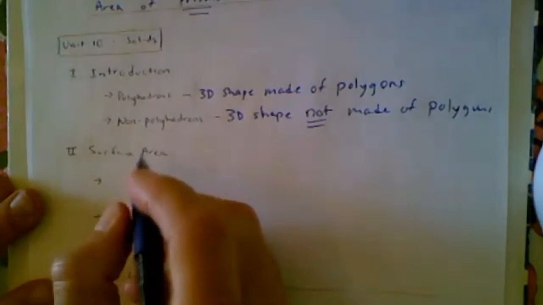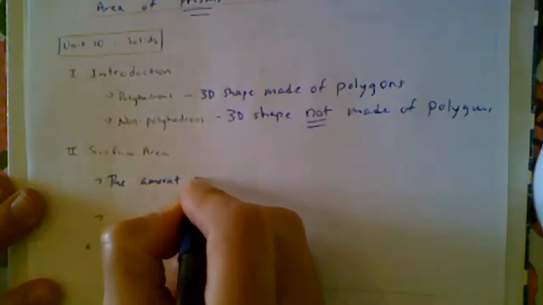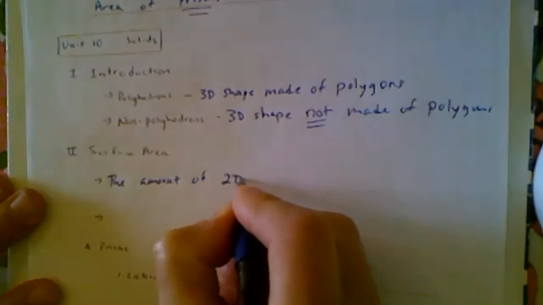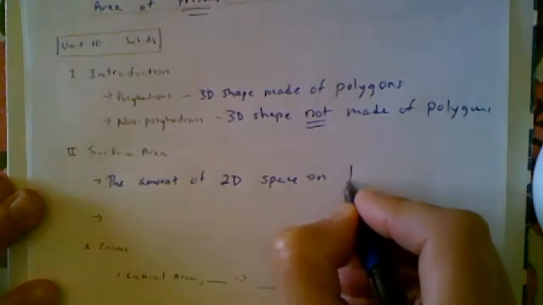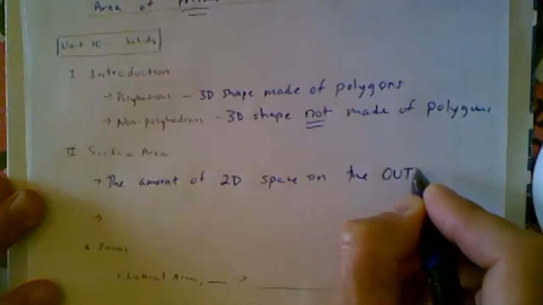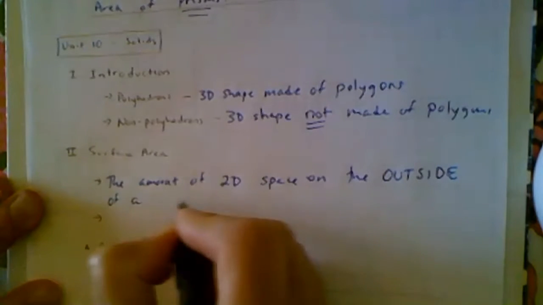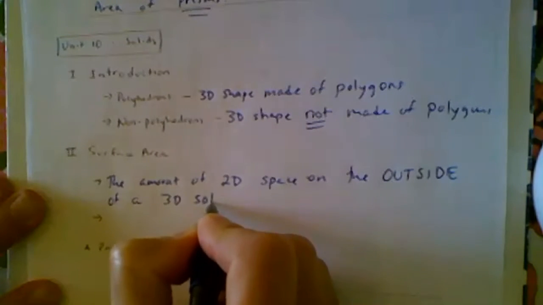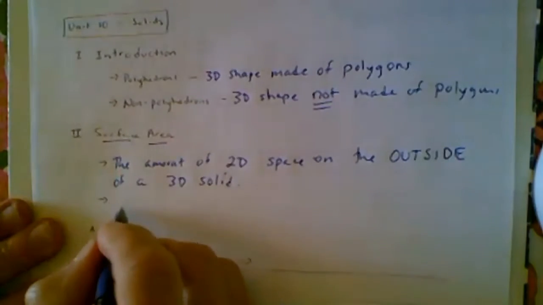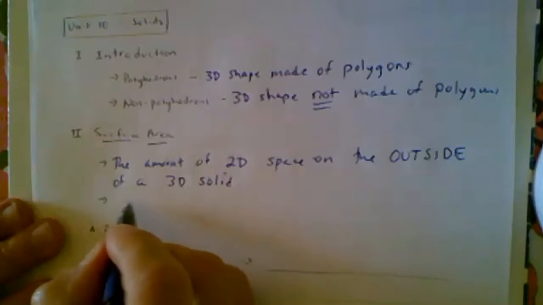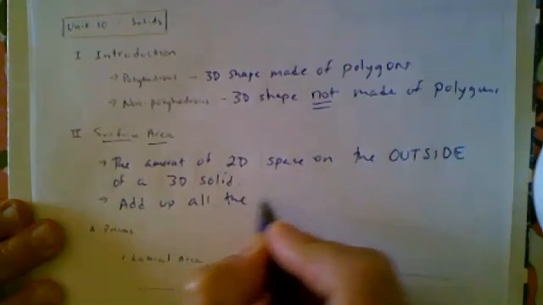Surface area is the amount of two-dimensional space on the outside of these shapes. I'm not looking at the inside yet. And basically, the way we can find this surface area is you can add up all the sides of it. Add up all the sides.